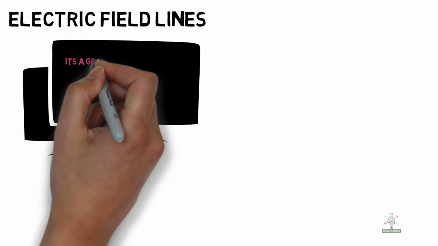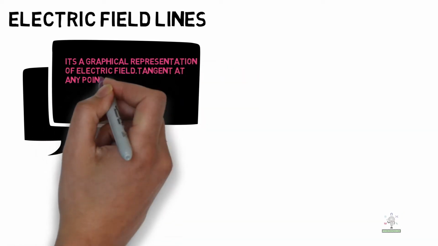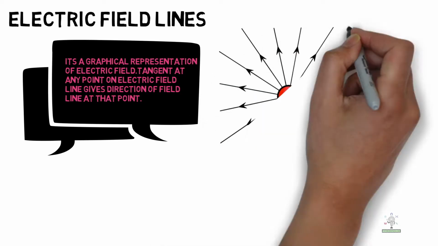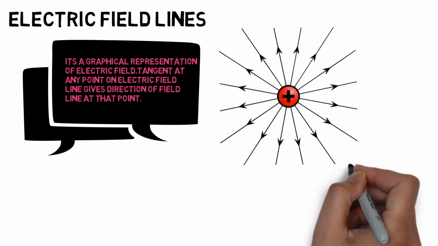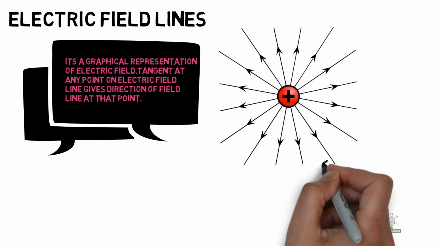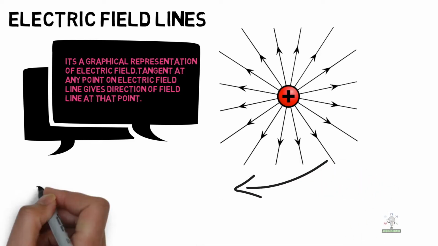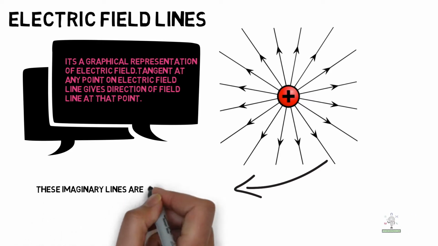Now let's talk about graphical representation of electric field. The tangent at any point on an electric field line gives the direction of the field at that point. For example, think of a positive charge in free space. The direction of field lines from a positive charge will be radially outwards.